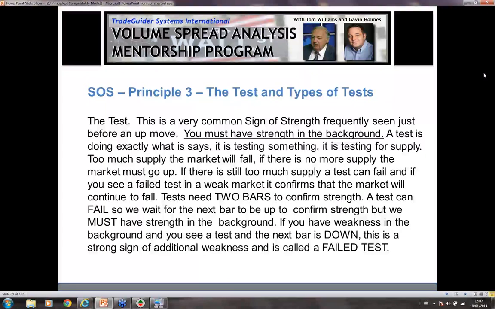Tests need 2 bars to confirm strength. Remember that. Always looking at 2 bars. A test can fail. So we always wait for the next bar to confirm it by closing higher, but remember you're looking for that strength in the background. If you have weakness in the background and you see a test and the next bar is down, this is a strong sign of additional weakness, and we call it a failed test.